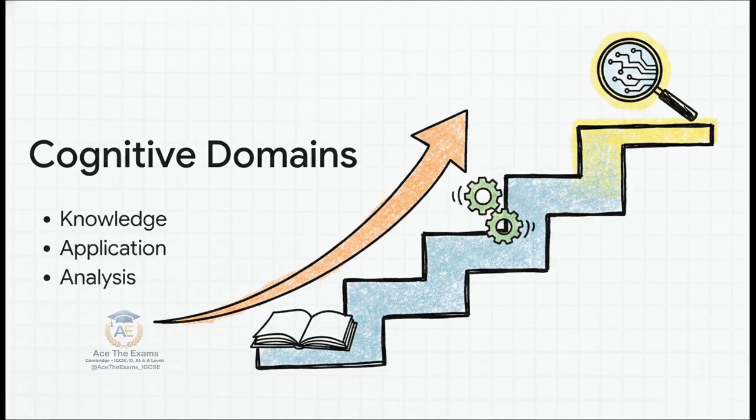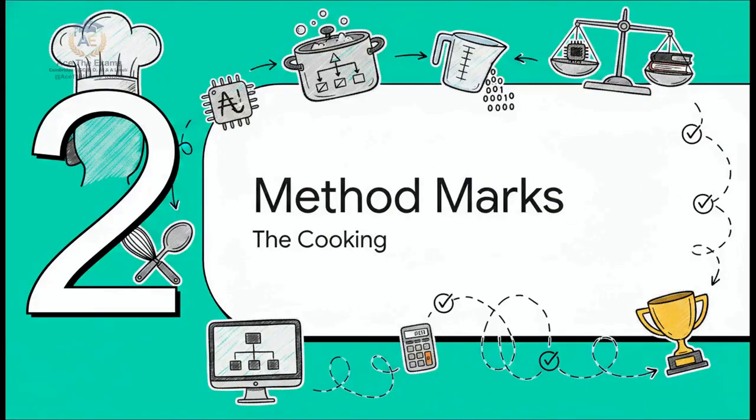Remember Alex, our student from the beginning? Alex was stuck entirely in that first domain. To get those top marks, you must ascend through application and arrive firmly at analysis. Next up is Section 2. We are shifting from theory to application to look at analysis and method marks. This is the cooking phase.